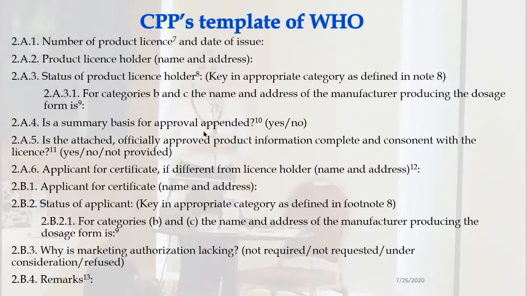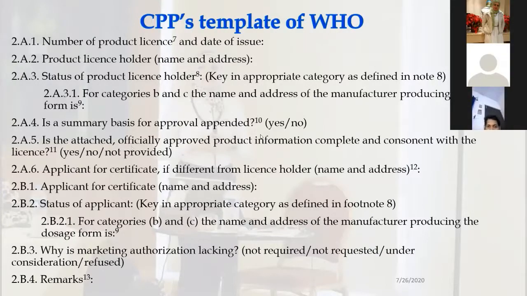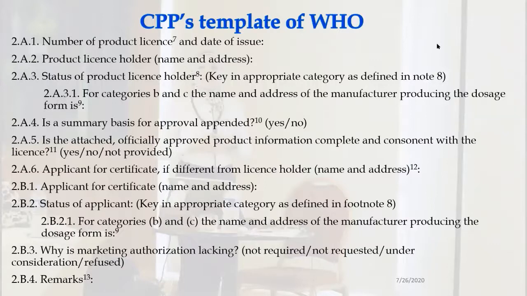As well, we can attach to the CPP the approved SMPC, summary of product characteristics, which is approved in the country of origin and according to the recorded data at the health authority of the country of origin. As well, we can include in the CPP the information of the applicant, as in some cases the applicant is different from the marketing authorization holder. So in this case, we will mention who is the applicant, the name of the applicant, the address, and the status of the applicant, if there is any relation between the applicant and the manufacturing sites.